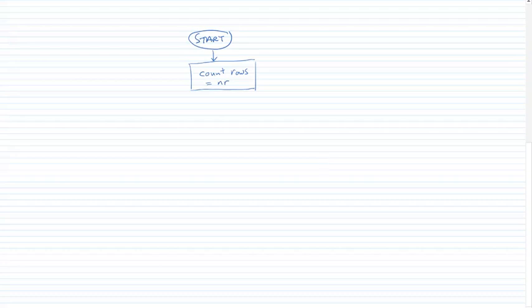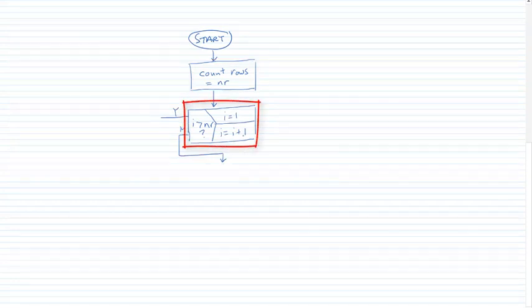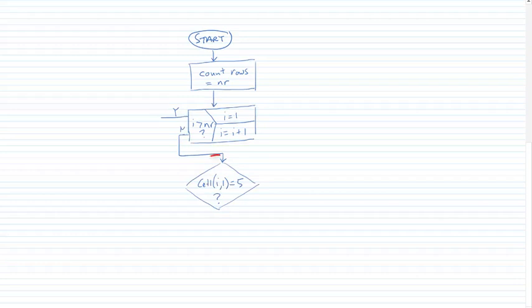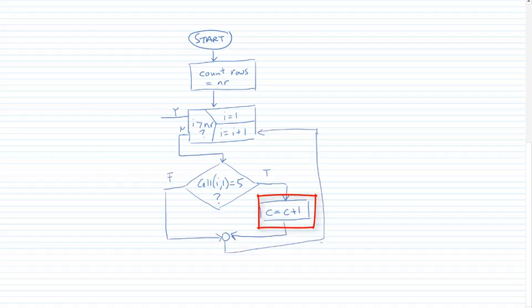First thing is we start and we immediately count the number of rows in our selection. Then we enter into a for loop where we're going to iterate through all of the rows. We're then going to ask ourselves if each cell is equal to 5. Now here, when I refer to cell in my flowchart, that really is corresponding to selection.cells I, 1. If that's true, then we're going to increase our count by 1. If it's false, we're not going to do anything. And then we loop back and increase I by 1.